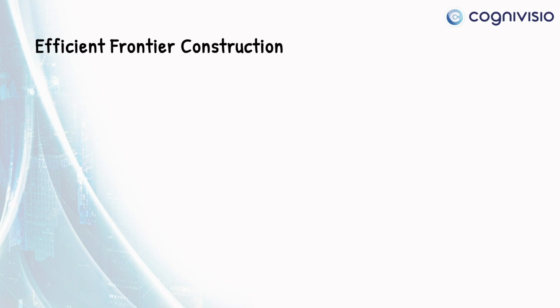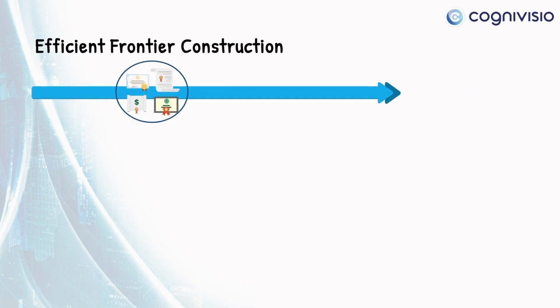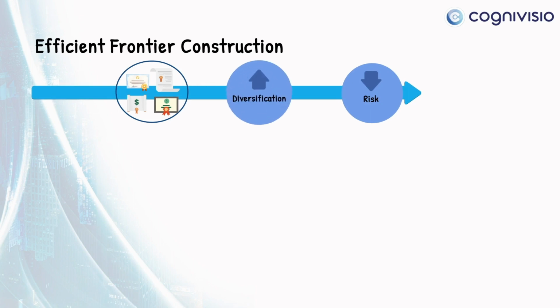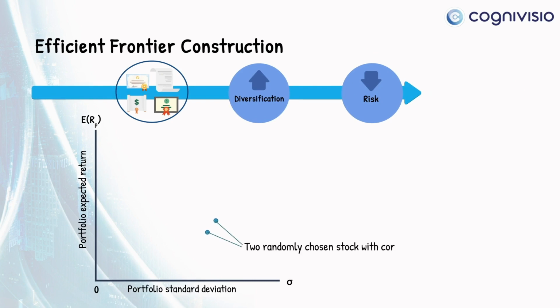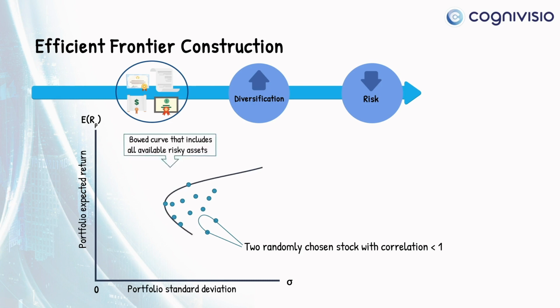Now, how is the efficient frontier constructed? Remember that as more and more individual investments are added to a portfolio, the investor's risk is reduced due to the principle of diversification. Now consider the graph that plots a bunch of individual stocks. If we combine two randomly chosen stocks with a correlation less than 1, we get a bowed curve between the two assets. Then, we choose several 2-asset portfolios, 3-asset portfolios, 4-asset portfolios, etc. Eventually, we get a big bowed curve that includes all available risky assets.